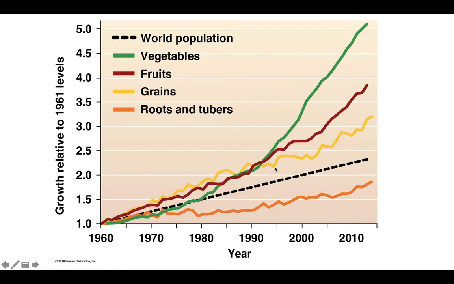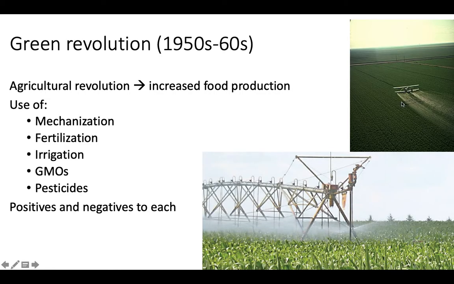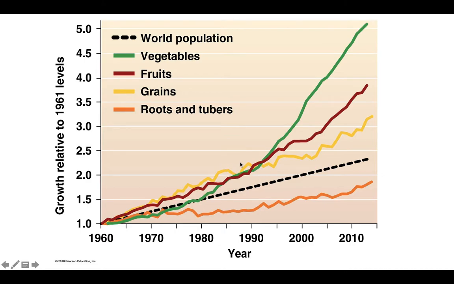We're seeing a dramatic increase in productivity over time, and that has to do with something called the Green Revolution, which occurred in the 1950s and 1960s, and was basically like the Industrial Revolution, but for farming. It changed everything from smaller scale farms to larger scale farms and mechanizing the farms, using fertilizers and irrigation, genetically modified crops, as well as pesticides. There are positives and negatives to each one of these facets of the Green Revolution, but all of them are partially responsible for this increase in productivity that we see in agriculture throughout the world.